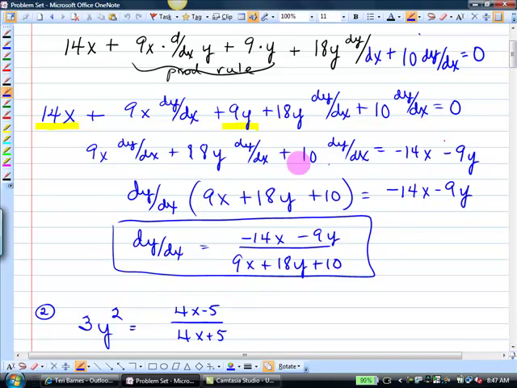What's left are these three things. They all have dy/dx. Factor it out. So you're left with 9x, 18y, and 10. If I'm solving for the derivative, which is dy/dx, divide this whole thing to the other side. There's your derivative. It looks much worse than it is. It's really not too bad once you get going. Questions? Anybody?